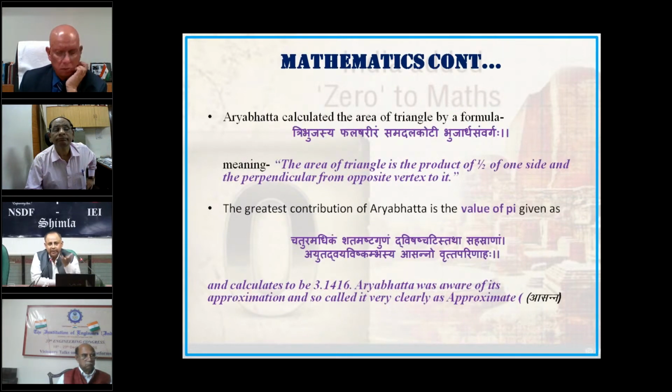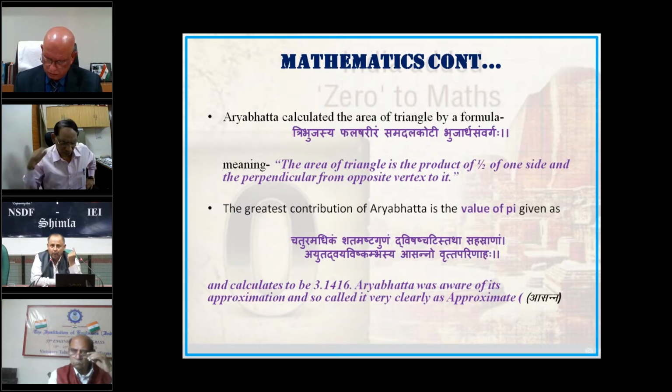And then how to calculate the area of the triangle? You see, Aryabhata is giving the simplest possible formula. Area has to be calculated as half of the base multiplied by the perpendicular height. He is mentioning this thing. You see, Tribhujasya Phalashariram Samvargha. Clearly it shows the area of the triangle is the product of half of one side and the perpendicular from the opposite vertex to it.